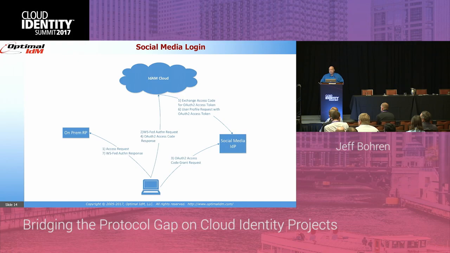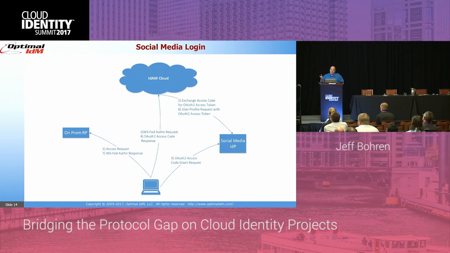All right, now let's talk about social media. So in this case, we're going to assume that your enterprise wants to expose an on-premise relying party, let's say it's a WS-Federation relying party, and we're going to allow access based on social media login. So again, the user in this case is going to start on-premise at the relying party. He's going to make a WS-Fed authentication request to the cloud. Again, could have been SAML2, but in this case, we're going to say it's WS-Federation.